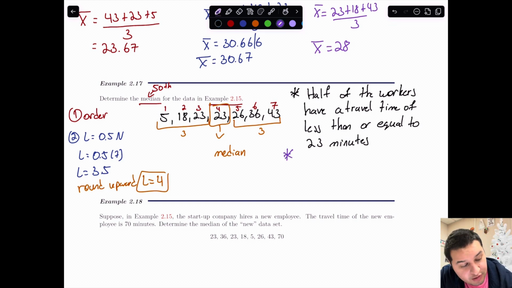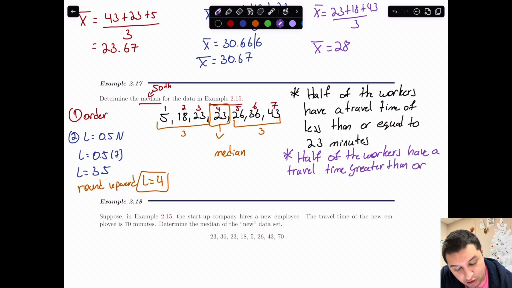Another way of saying it is also saying that half of the workers have a travel time greater than or longer, because we were talking about time. So greater than or more, but we're going to say longer because it's time. Longer than 23 minutes.